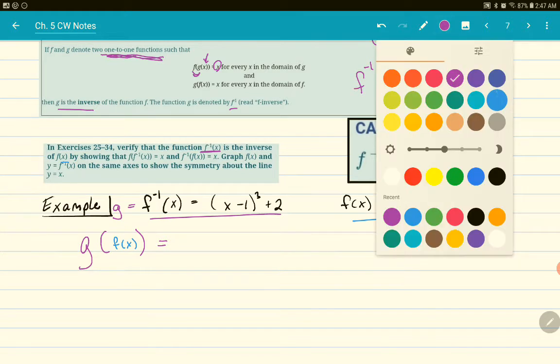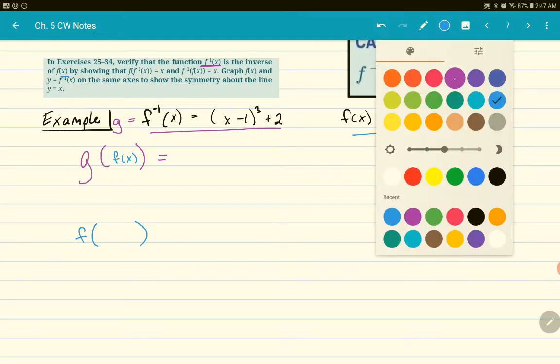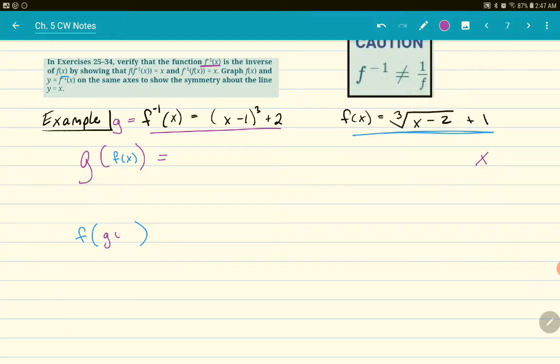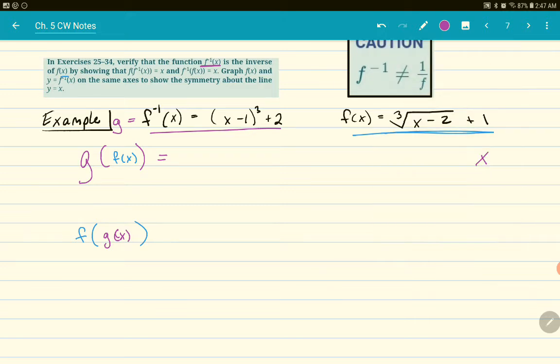I also have to prove, though, that it works if I switch the order of the machines and I put g into my f of x function. So g is my input into the f of x function. So let's evaluate these. I'm going to start with my g of f of x.